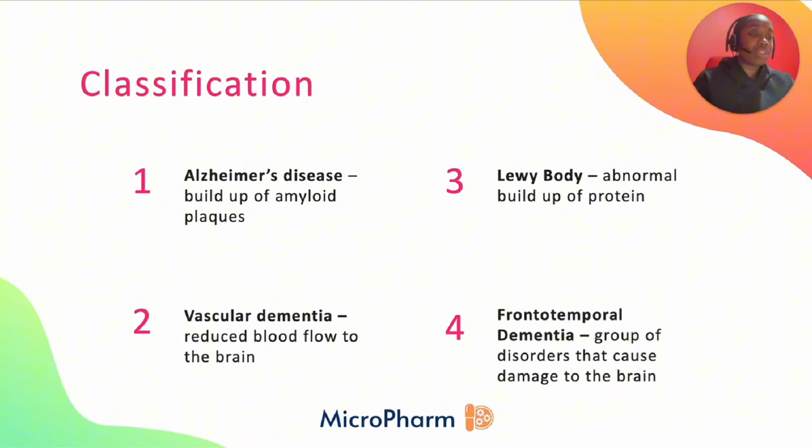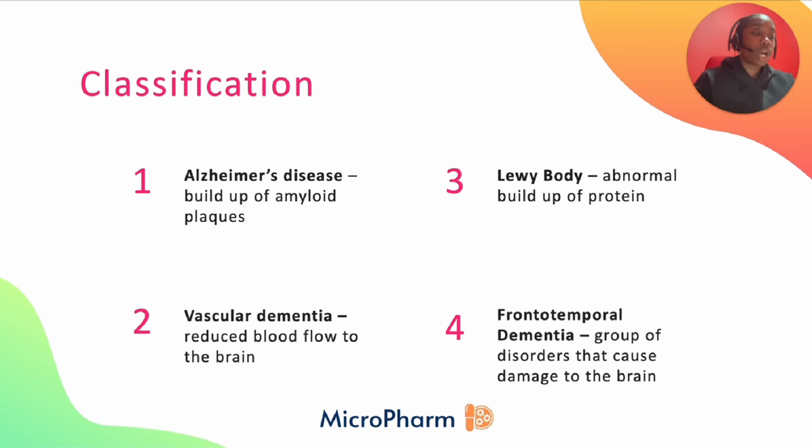The second one is vascular dementia, which accounts for about 20% of cases, and it occurs because of reduced blood flow to the brain. Patients who have had a heart attack or stroke are at a high risk for this type of dementia, but because of the potential causes of this dementia, there are some modifiable risk factors. For example, smoking, hypertension, high cholesterol.